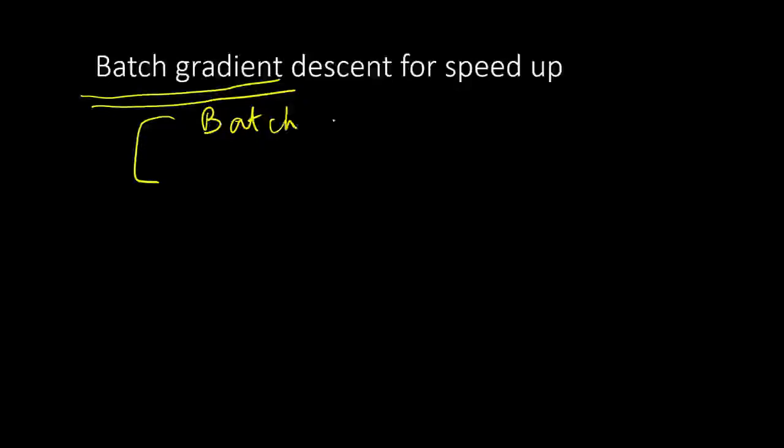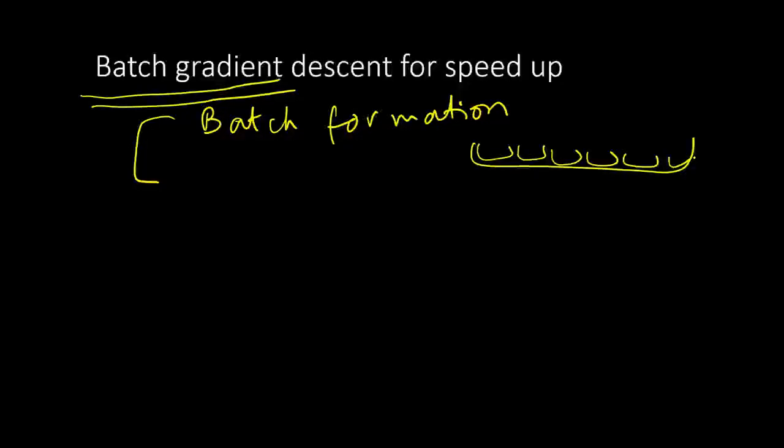Instead, we go for something in between vanilla gradient descent and stochastic gradient descent, which is basically the de facto method these days for training neural networks: batch gradient descent. It has one loop outside, which is the batch formation block. In batch formation, if you have 1 million training points, we randomly shuffle them and then divide them into batches. And we will compute the gradient for one batch at a time.